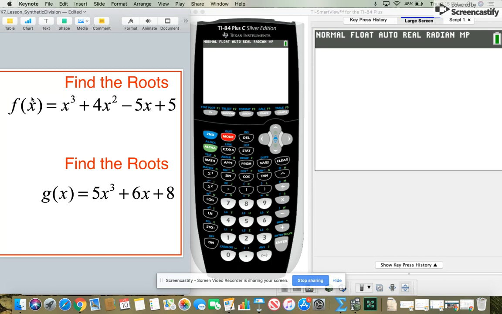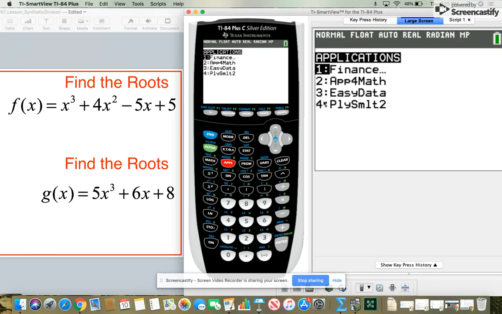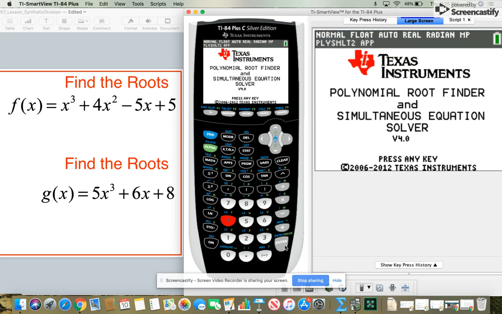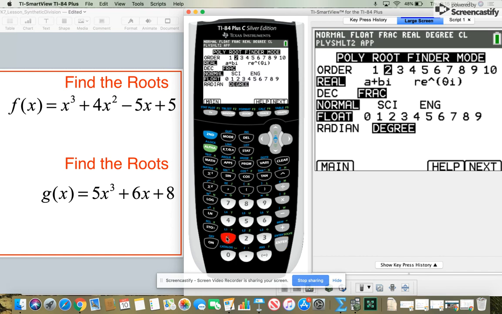So what I want to do is use the app that's on your graphing calculator that I call Polysmelt. If you click the apps button here, you'll see number 4 is Polysmelt 2. So I'll click on number 4. If you click enter, because it says press any key, number 1 is the polynomial root finder. So we're going to click number 1.